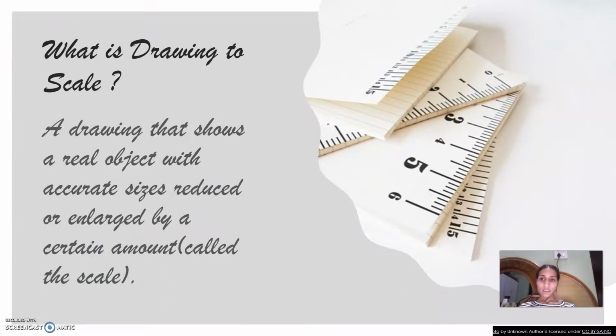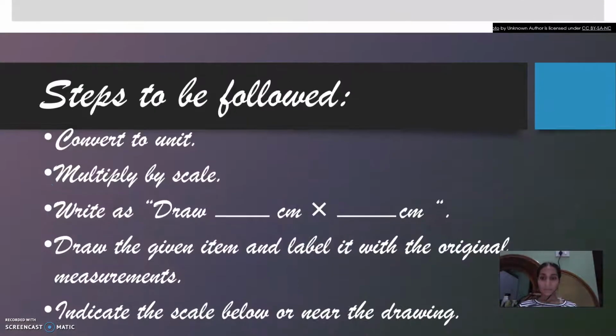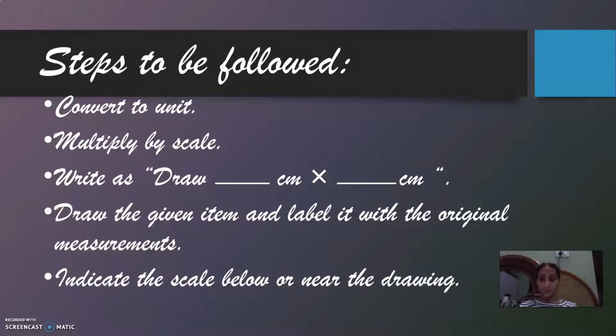So, coming up with this, the first question that arises is: what does drawing to scale mean? A drawing that shows a real object with accurate sizes, or enlarged by a certain amount, is called a scale drawing. For solving these problems, we have to follow some steps.